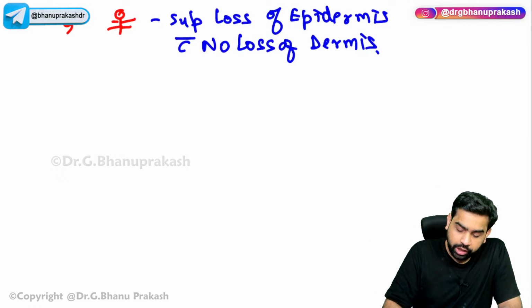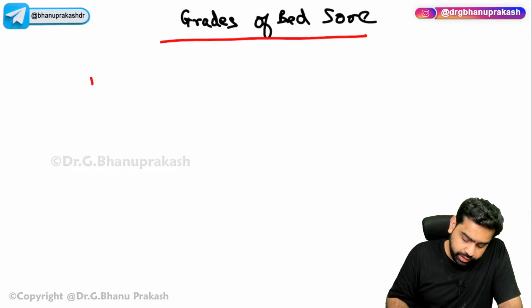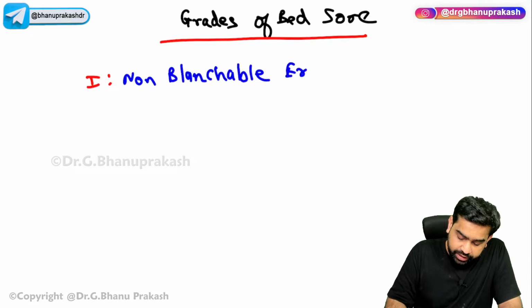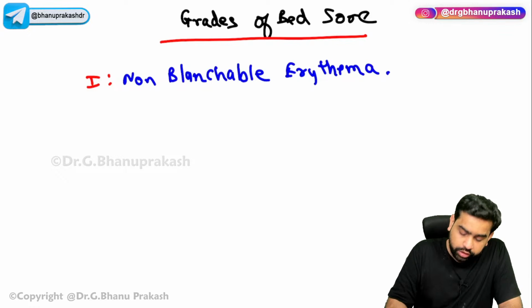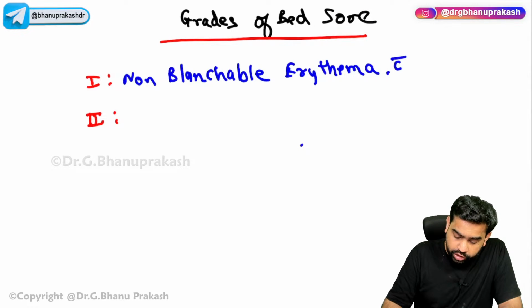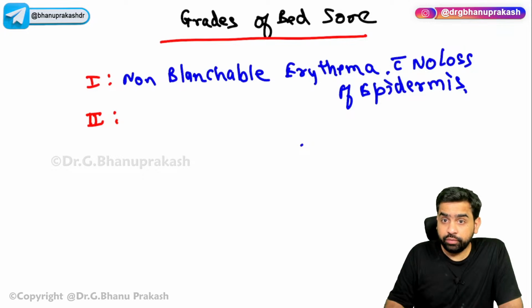Okay, so please try to understand. So let's talk about the grades of the bed sore. What are the grades of the bed sore? In grade 1, what you basically get is a non-blanchable erythema. In grade 2, what you basically get is non-blanchable erythema with no loss of epidermis. Okay, so it is a non-blanchable erythema with no loss of epidermis.